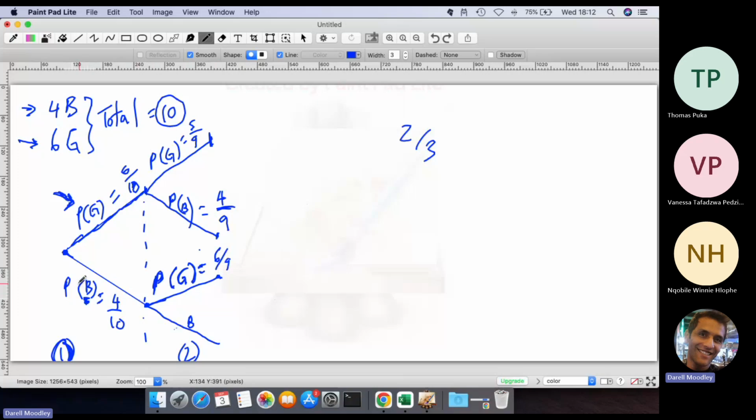And because you haven't touched green, if you follow this path here, this path is saying that we drew a blue marble in the first draw. So that means green has not been touched, so you're still left with the original 6, which is why the numerator is 6.